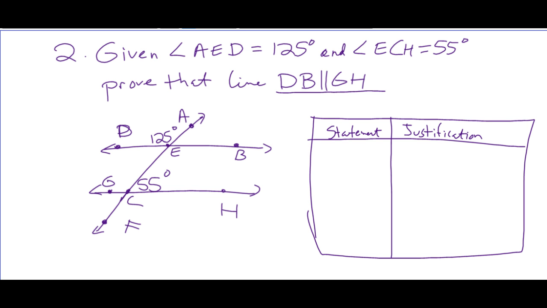Exterior angles are on the outside. Alternate exterior angles are equal. Corresponding angles are equal. Vertically opposite angles are equal. It's really easy, right? Any of these things, just that the angles are the same. Okay, so what statement would you like to make?